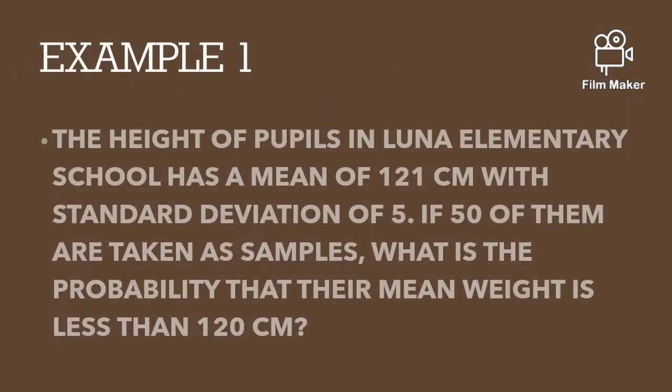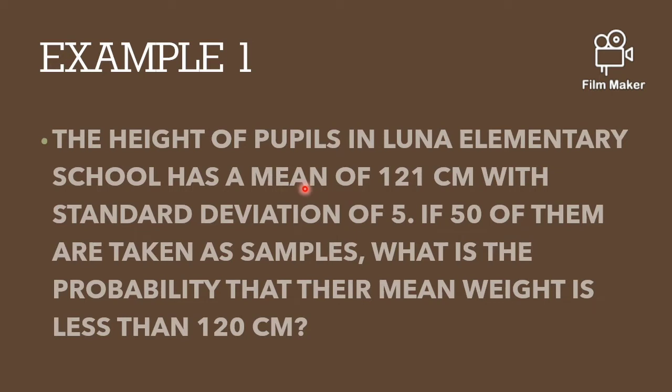So number 1. The height of pupils of Luna Elementary School has a mean of 121 cm with a standard deviation of 5. If 50 of them are taken as samples, what is the probability that their mean height is less than 120 cm? Take note, ang n natin ay 50. Sabi, pag n is greater than or equal to 30, gagamit tayo ng formula ng central limit theorem.